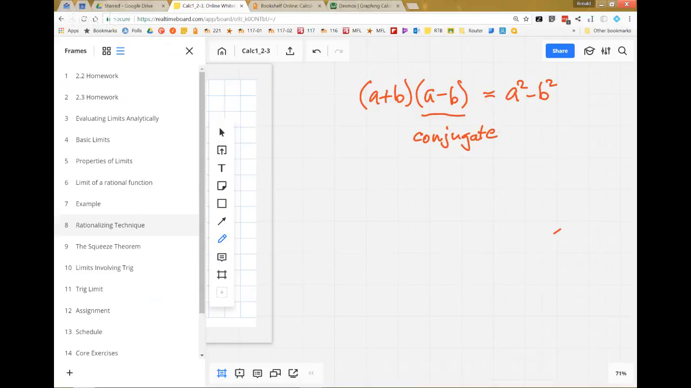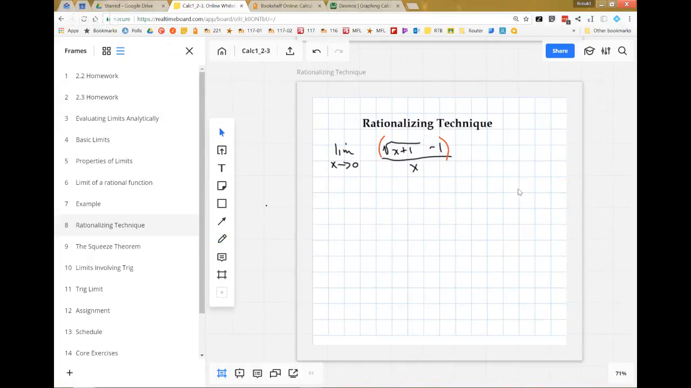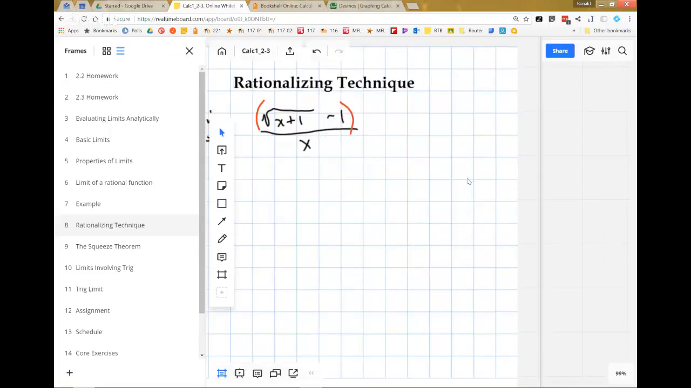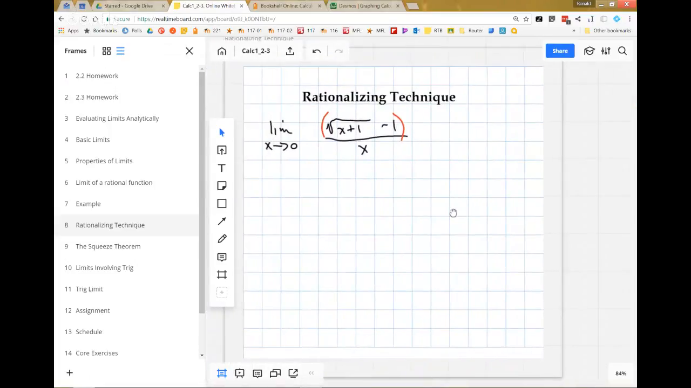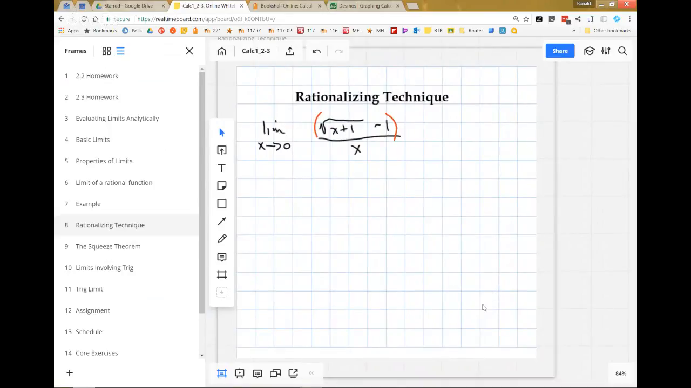So this idea of using a conjugate to get the difference of two squares is what we need to use here. So let me go back now. Can we multiply this fraction top and bottom by something that I can get that x out from under the square root sign on the top? And the answer is yes, we can multiply by its conjugate. So the conjugate of square root of x plus 1 minus 1 is the square root of x plus 1 plus 1.